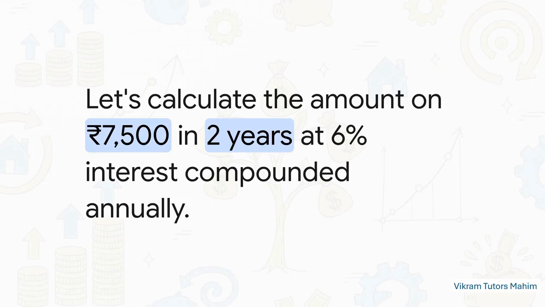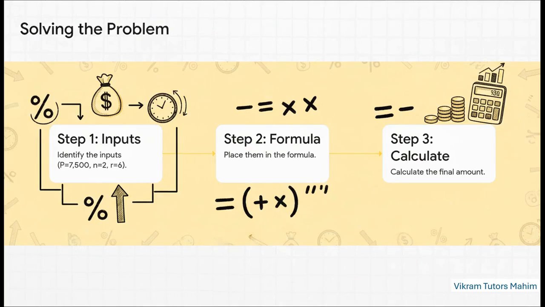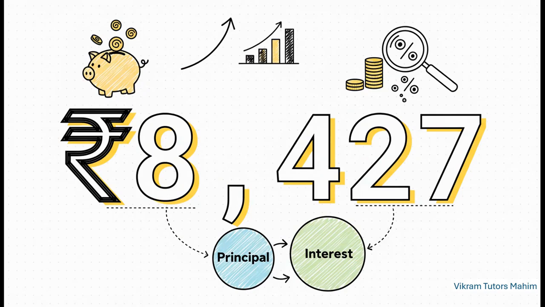Okay, let's take a problem right from our source. What happens to 7,500 rupees in 2 years? First up, we just identify our principal, time, and rate. Then we plug them into the formula. And boom, after 2 years, that's your total.